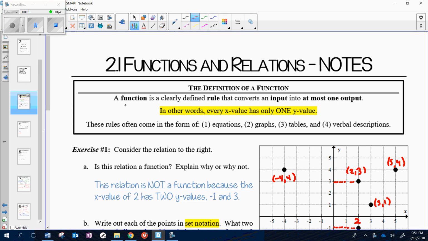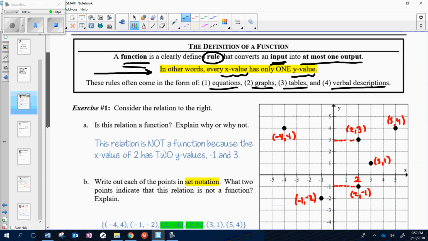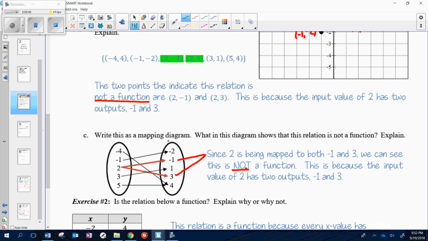A function is clearly defined as a rule that converts an input into at most one output. And I always say what you see here highlighted in yellow: every x value has only one y value. Every x has only one y. These rules often come in the form of equations, graphs, tables, and verbal descriptions. And if you look down the page, we can see mapping diagrams as well.